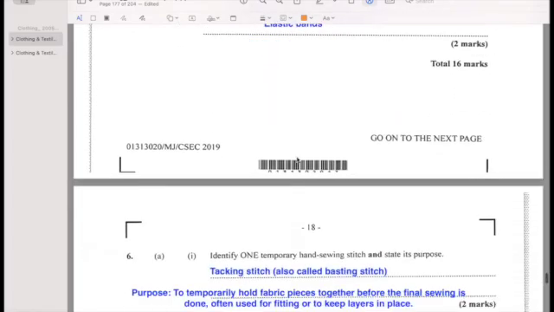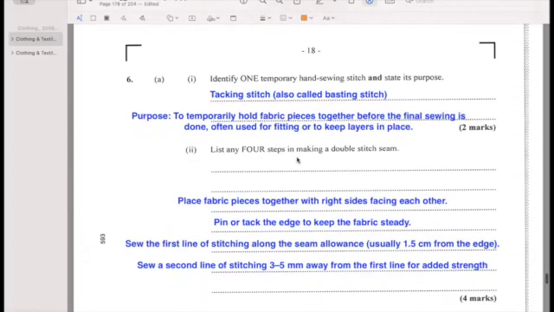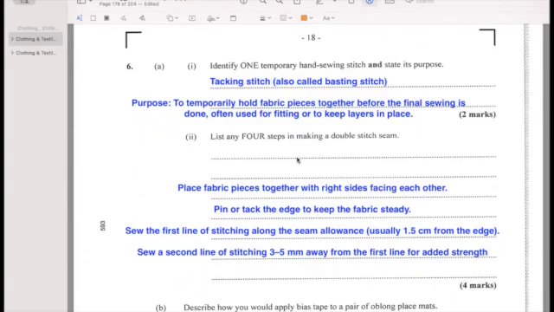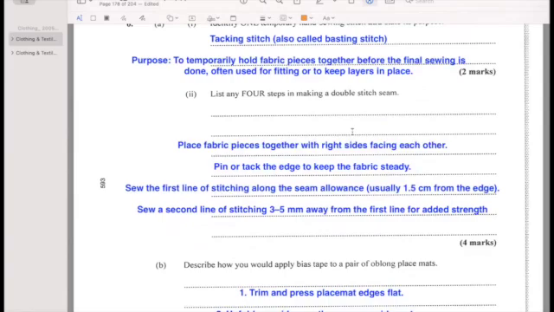All right. And then question number 6: identify one temporary sewing stitch and state the purpose. So I will use the tacking stitch, and we also call it the basting stitch. It is temporary, right? What is the purpose? To temporarily hold fabric pieces together before the final sewing is done, often used for fitting to keep the layers together.